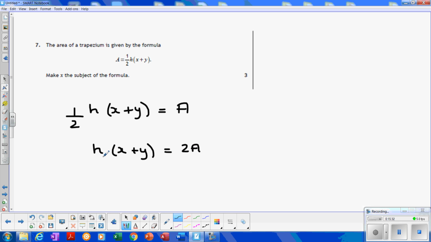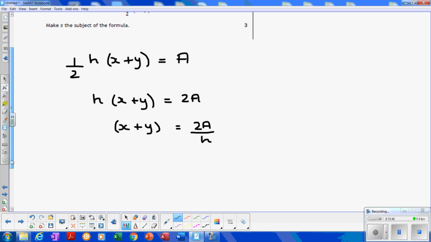Now again, I've got h multiplied by this thing. I don't want to multiply by h, so I'm going to divide both sides by h. So x plus y is equal to 2A divided by h. Now, I don't really need the bracket there anymore, so I've got x plus y. I don't want y to be there, so I take y away from both sides, so x is equal to 2A divided by h minus y.